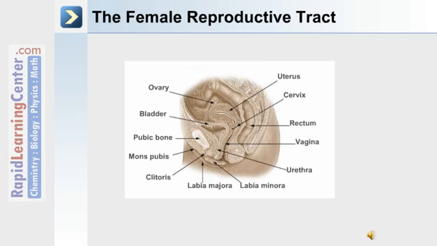The cervix is connected to the vagina as well as in the vicinity of the urethra. The external surface of the vagina includes the labia minora, labia majora, the clitoris, and the mons pubis.